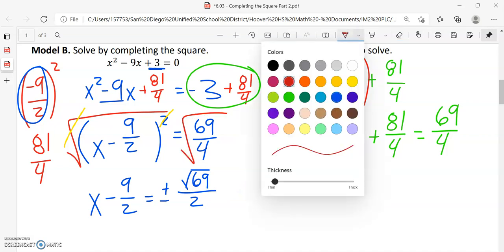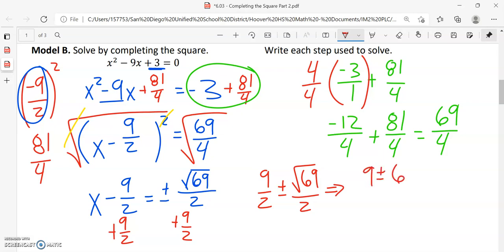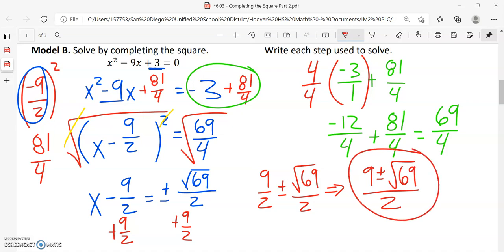One last step. Add 9 over 2 to both sides. So 9 over 2 in front plus minus square root of 69 over 2. And we have two fractions here, and they have the same denominator. So we can rewrite that as one big fraction. 9 plus minus square root of 69 all over 2. And you can evaluate that if you want, put it in a calculator, and you'll get a decimal, and that way you can actually graph it. But for now, we're just going to leave that as our exact answer.